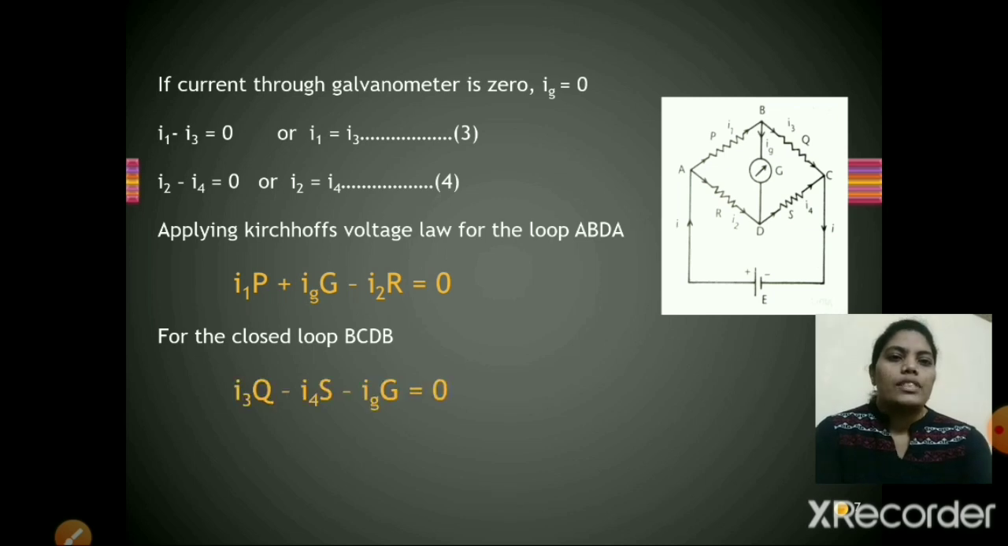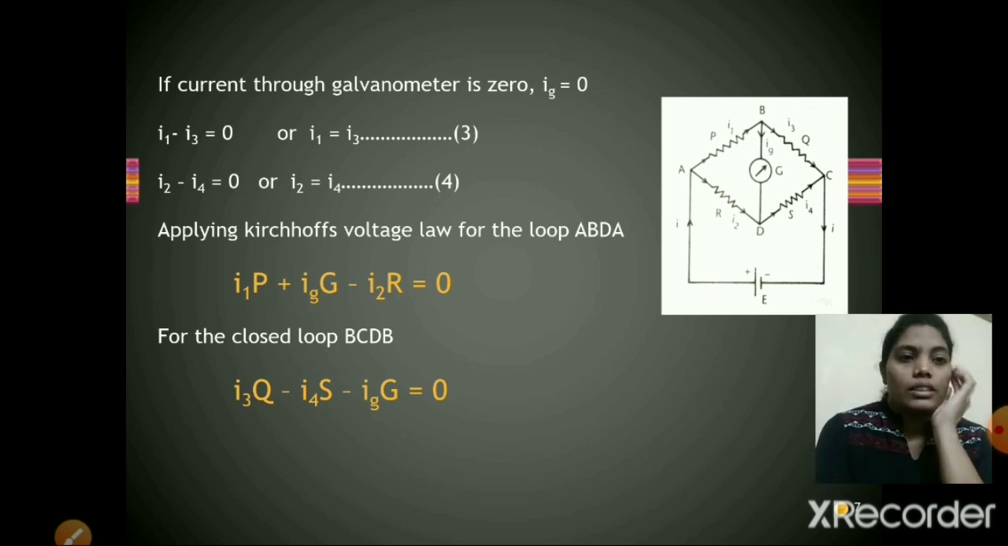First let us see the voltage, and then we'll apply the balancing condition. Now Kirchhoff's voltage law, also known as Kirchhoff's second law. We are using that for loop ABDA, in which you can see I1 into P as one potential difference, IG into G as one potential difference, and I2 into R as one potential difference. The loop direction is from A to B, B to D and D to A.